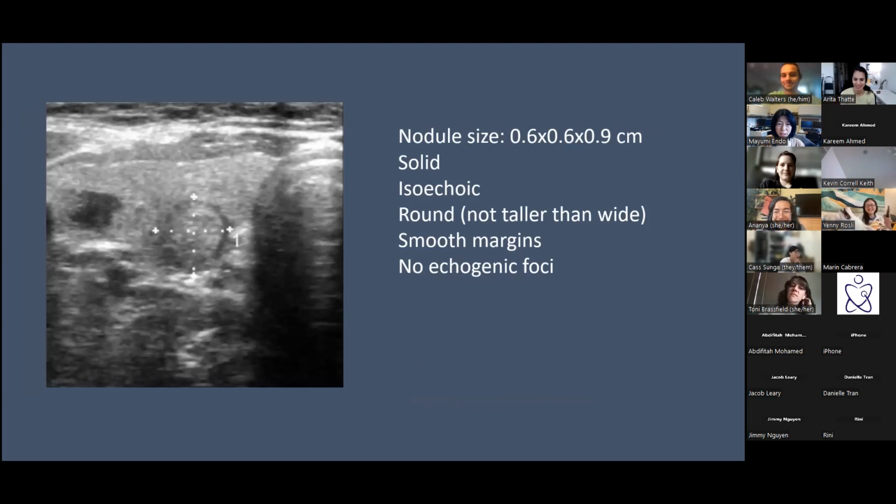So I would characterize this as small thyroid nodule. Nodule size 0.6 by 0.6 by 0.9 centimeter. The carotid artery usually measures 0.8 centimeter in one dimension. So if the nodule is smaller than that, you can reliably say it's less than 1 centimeter in size. It's solid, isoechoic, round, not taller than wide, has a nice, regular, smooth margin. There's no calcification. Oh, there's too much information. I don't know how to interpret all this data.